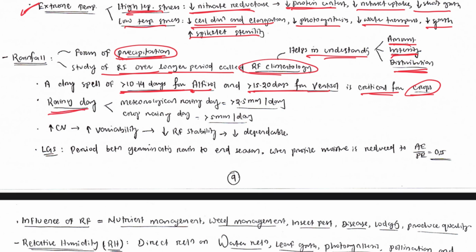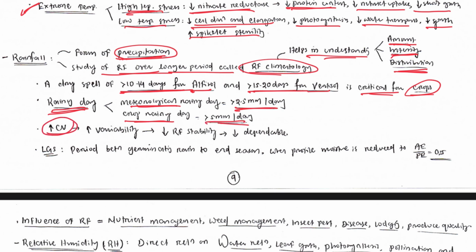Rainy day. What is rainy day? In meteorology there are two types of rainy day: meteorological rainy day and crop rainy day. If the rainfall is more than 2.5 millimeter per day, that is a meteorological rainy day, and if it is more than 5 millimeter per day, that is called a crop rainy day.